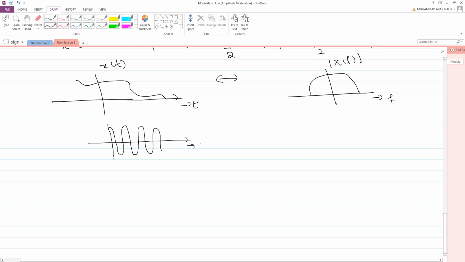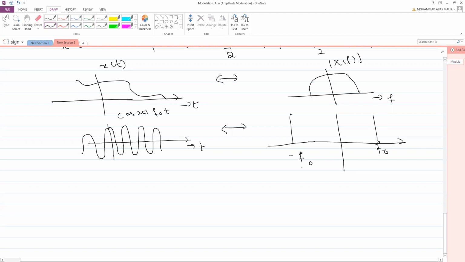Right? So this is t. Similarly, this is your cos of twice pi f naught t. Can anybody tell me its spectrum? You've already done this. You have two spikes. One will be at f naught, another will be at minus f naught, right? And the value will be 1 by 2 and 1 by 2.